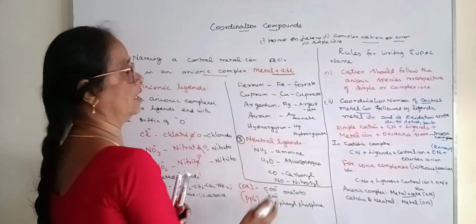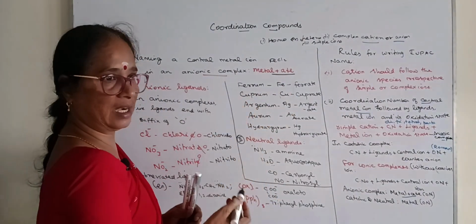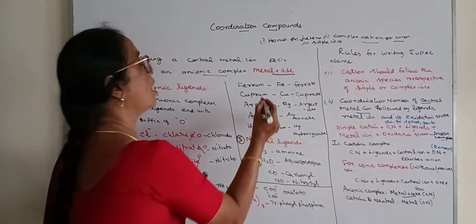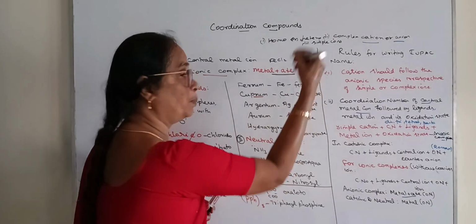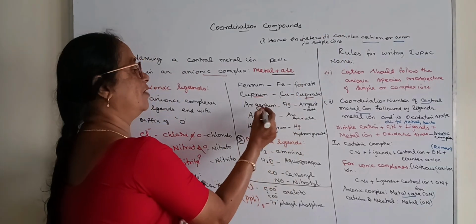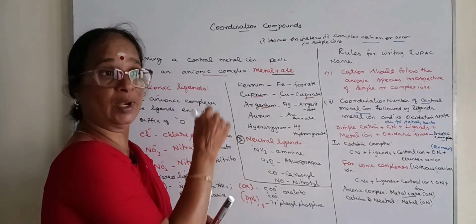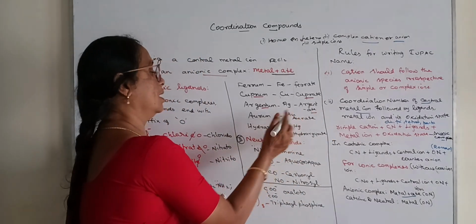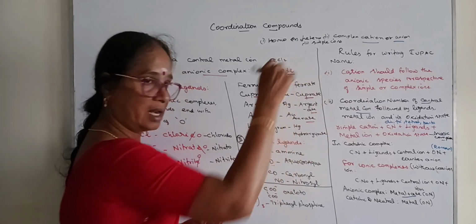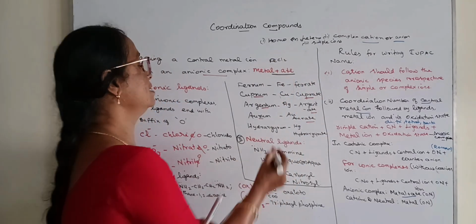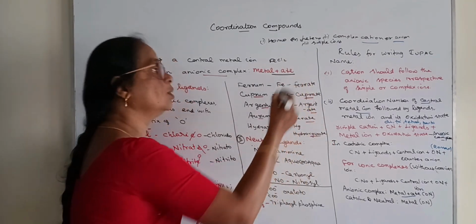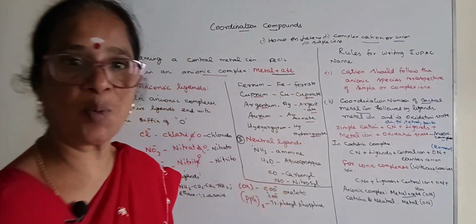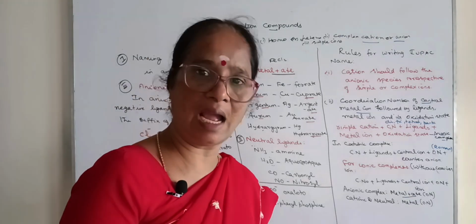Examples I have given: iron is actually ferrum, so this is ferrate. Copper is cuprum, giving cuprate. Silver is actually argentum, giving argentate. Gold, aurum, gives aurate. Mercury, that is hydrargyrum, gives hydrargyrate. In such a way we have to name the complexes only for the anion.